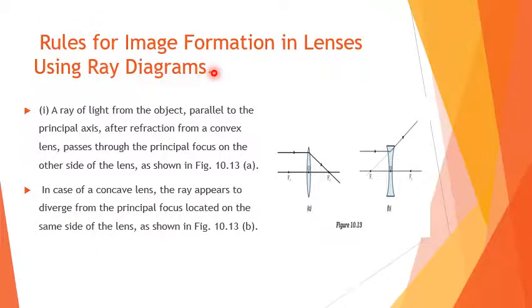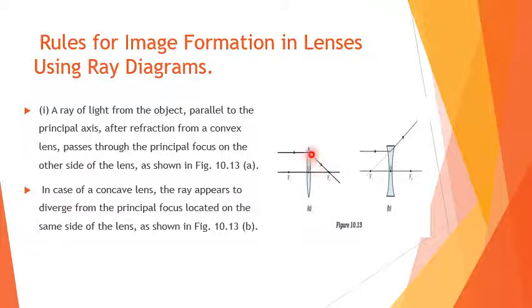The rules for image formation by lenses using ray diagrams. There are rules here also. In mirrors we had 4 rules, but here in lenses we have only 3 rules. Let's see what they are. First one: a ray of light from the object parallel to the principal axis, after refraction from a convex lens, passes through the principal focus on the other side of the lens. Because it is a transparent medium, light will pass through that medium, and on the other side it will refract.